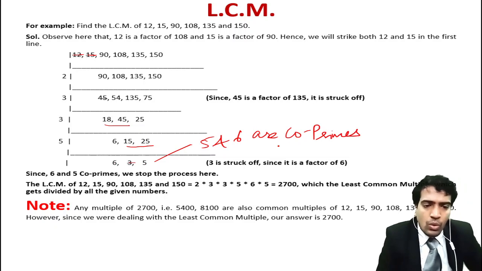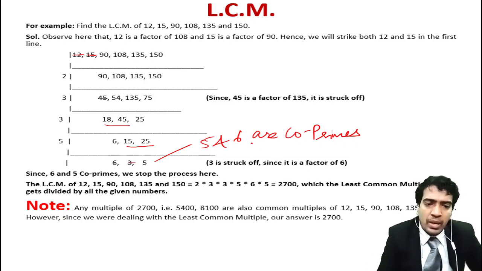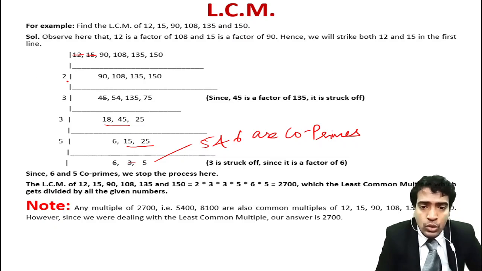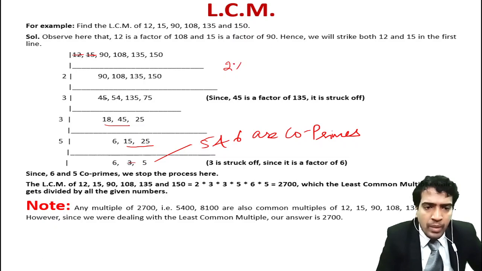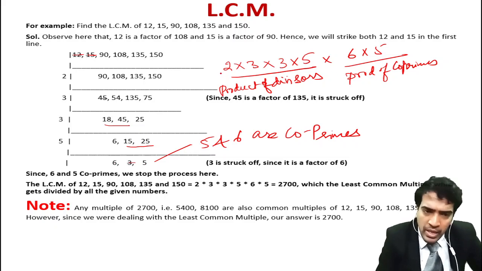Okay. So we have to stop the process here. Now, how do we calculate the LCM? We said it should be the product of all the divisors and the co-primes. Now, what is the product of all the divisors and the co-primes? 2 into 3 into 3 into 5 is the product of all the divisors, into 6 into 5, the product of co-primes. So, please calculate the product now.